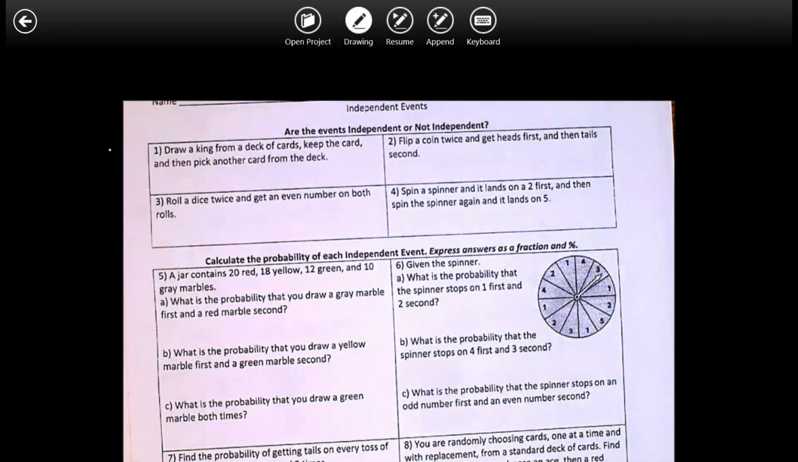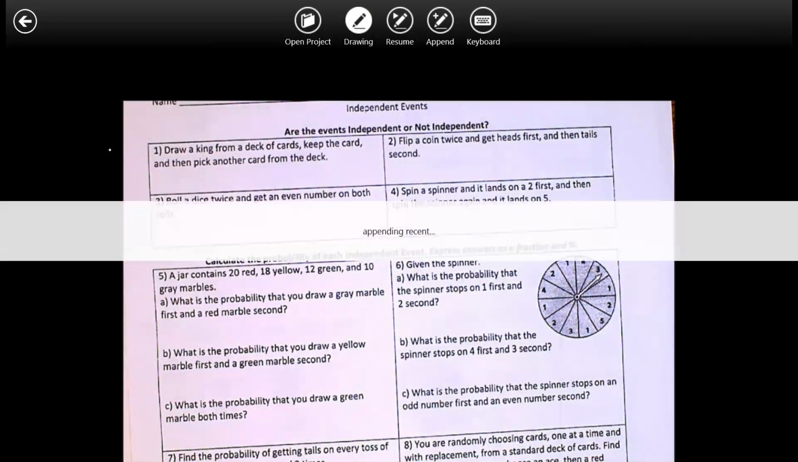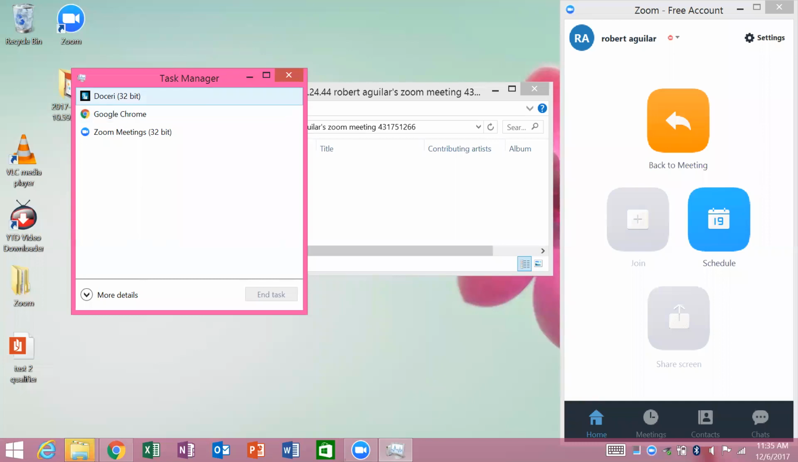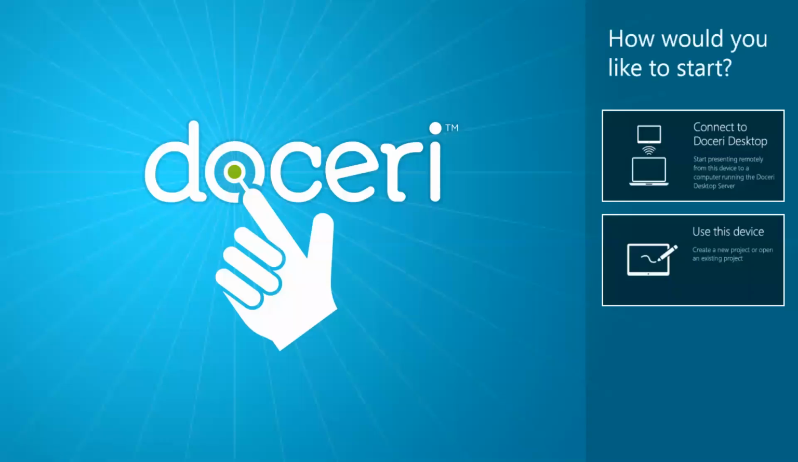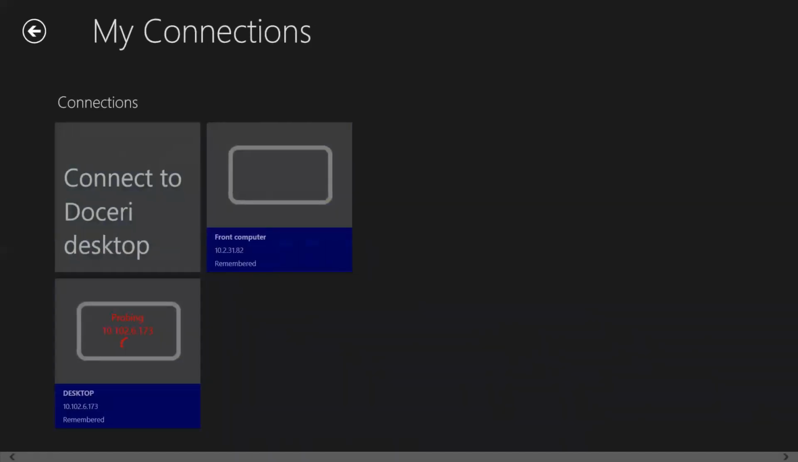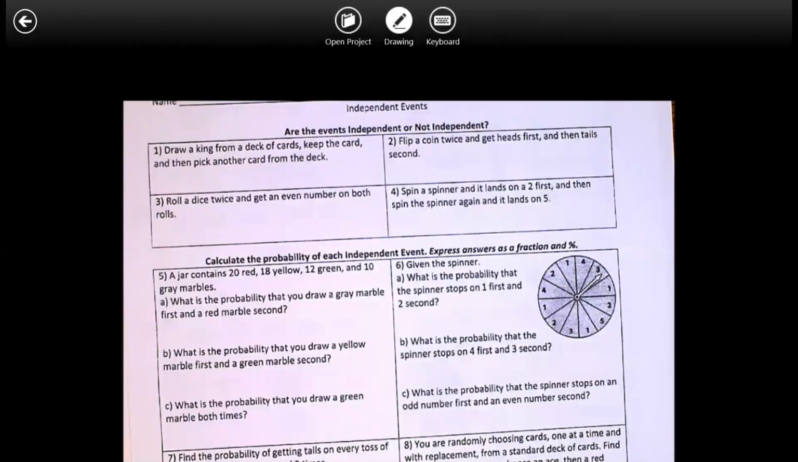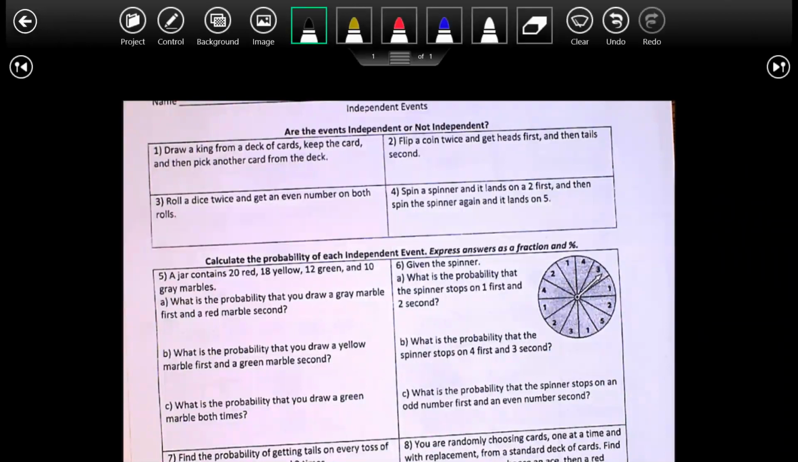Okay, here we go. Starting these out with you, I'm just gonna do a couple of these, probably 1, 4, and 5. We want to be able to first determine whether these are independent or dependent events. Looking at our first one, it says the following. Draw a king from the deck, keep the card, and pick another from the deck. So it's going to be dependent if you want to put that.